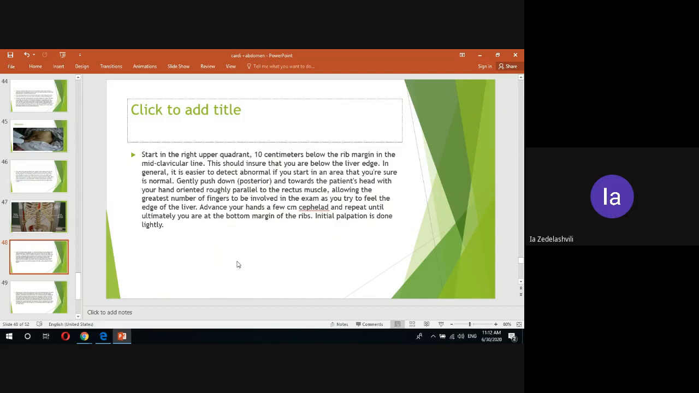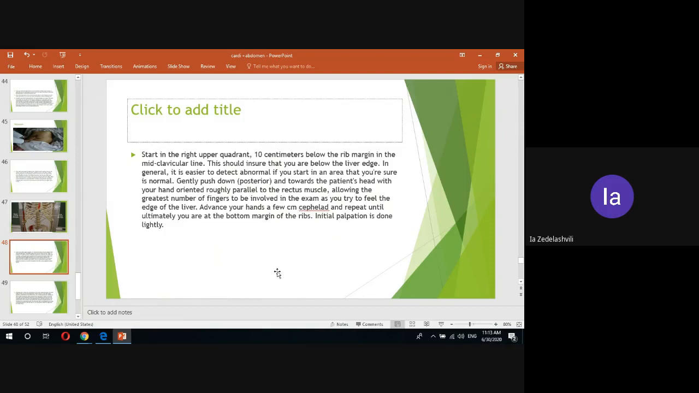Gently push down, posterior and towards the patient's head, with your hand oriented roughly parallel to the rectus muscle, allowing the greatest number of fingers to be involved in the exam as you try to feel the edge of the liver. Advance your hands a few centimeters cephalic and repeat until ultimately you are at the bottom margin of the rib.